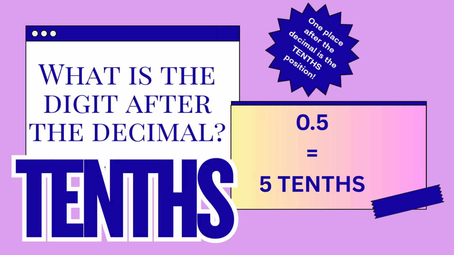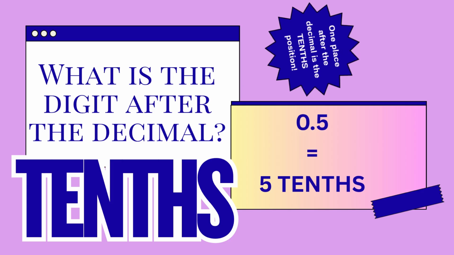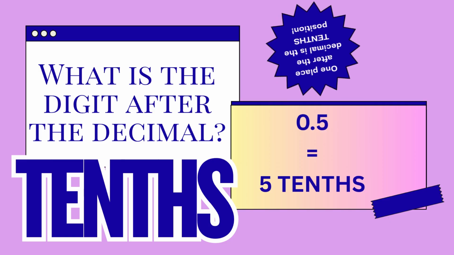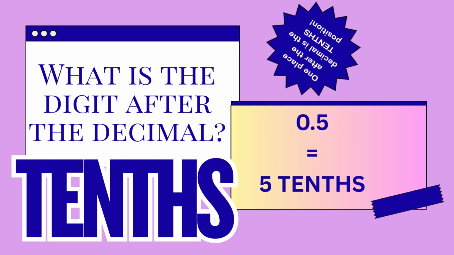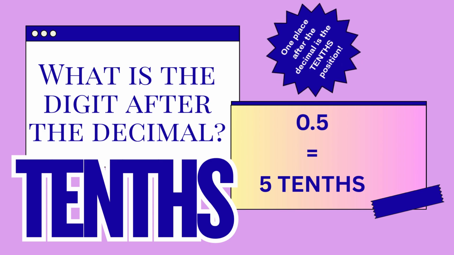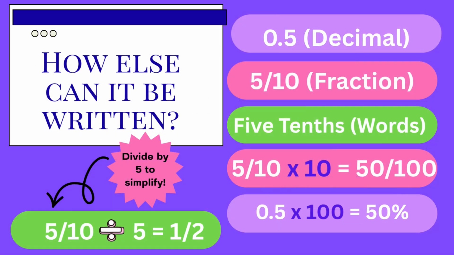When you see a decimal number, the digit immediately after the decimal point is in the tenths position. For example, in the number 0.5, the 5 is in the tenths place, which means we're looking at 5/10. You can write this in several different ways. You could write it as a decimal, 0.5. You could write it as a fraction, like 5/10, or you could even say it in words as five tenths. All of these representations mean exactly the same thing.